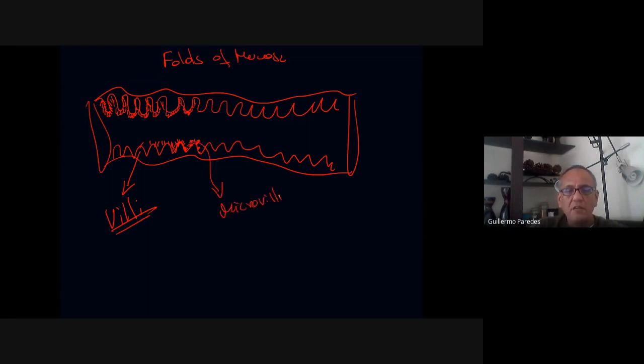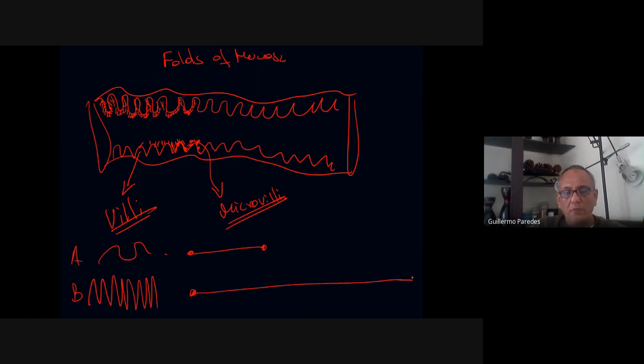Now, what is this for? If you have a line like this, and then you have something like this, and you stretch this line from here up to here, it is short. But if you stretch this other line, you go much farther. So what is the purpose of the villi? The main function of the intestine is absorption, so this is going to increase the area of absorption.